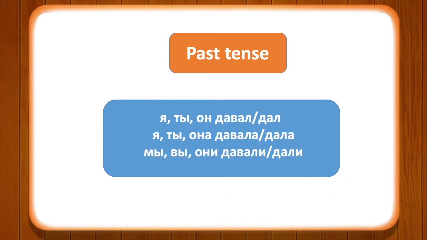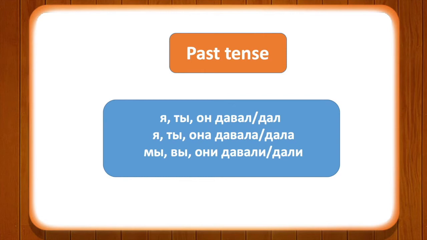Now let's go ahead and pay attention to the past form. Yati on dawal, yati on dal, yati on dawal, yati ana davala, yati ana dala, mui vui ani dawali, mui vui ani dali. So according to the rules of the grammar for past tense, you can change them easily.